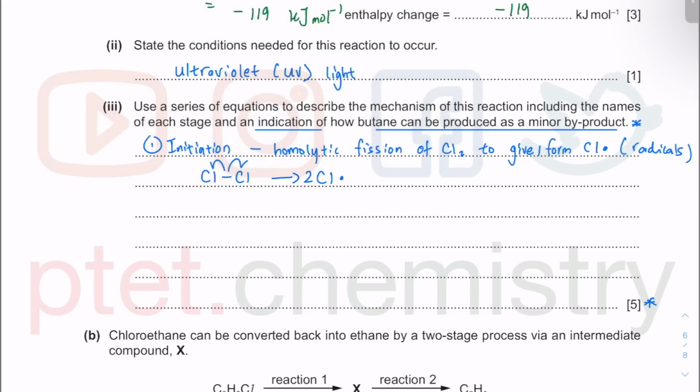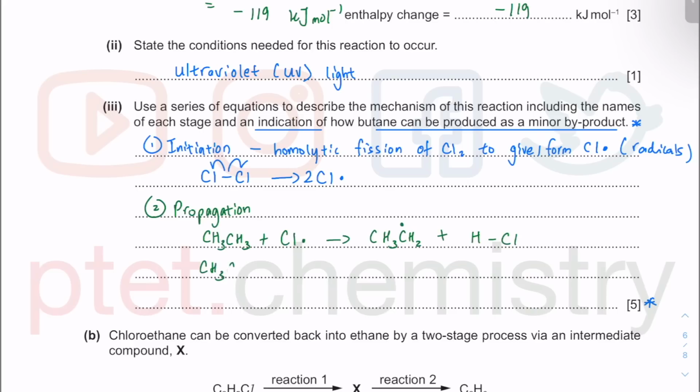The next step would be your beginning of propagation. You must show at least 2 propagation steps. So let me start with CH3CH3, then I add it with Cl dot. That is going to give me CH3CH2 dot on the carbon. And now the Cl dot will have formed the HCl by taking away one of the hydrogens.